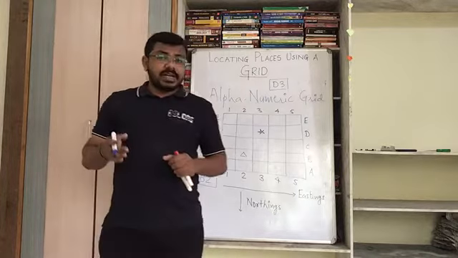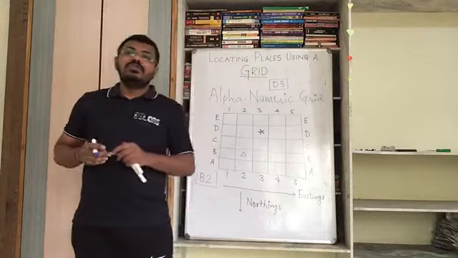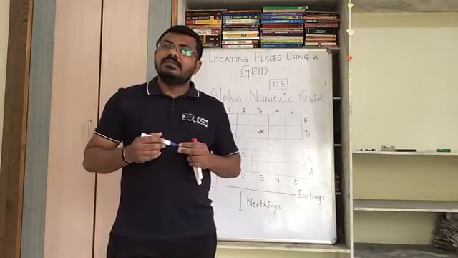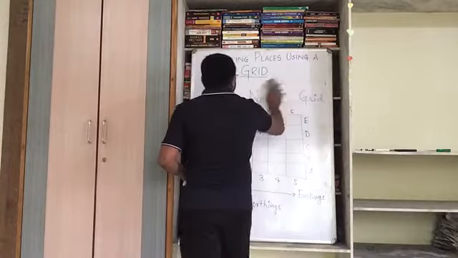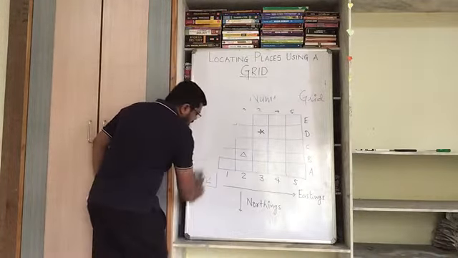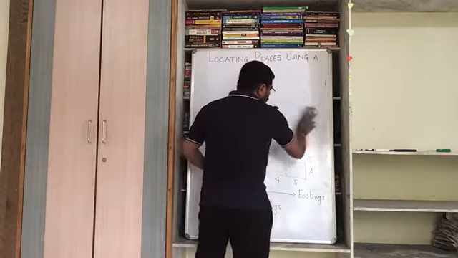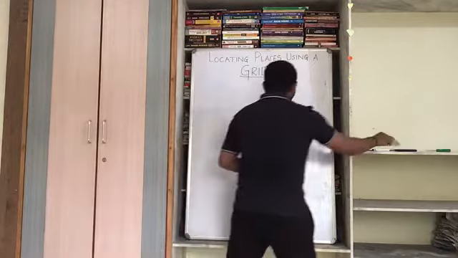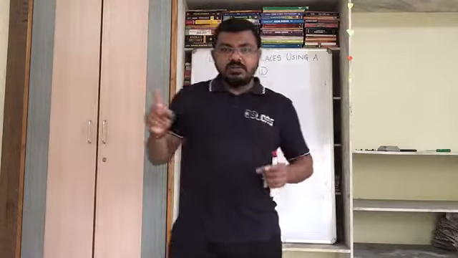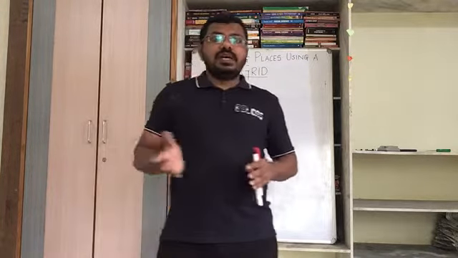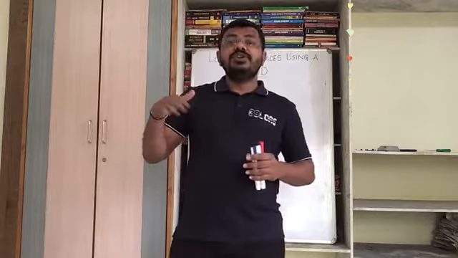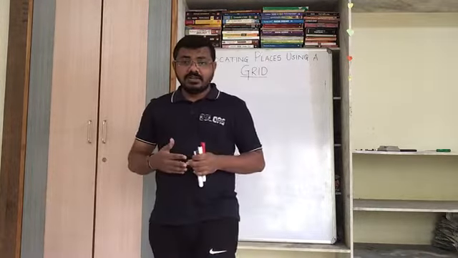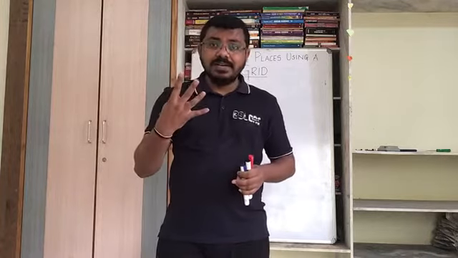If in this way we have to locate places, we have to use alphabetical order and then numerical order, which is known as an alphanumerical grid. The most common method which is used to find out the location is called the 4-figure grid reference. Because up to 9, 1, 2, 3, 4, 5, 6, 7, 8, 9, you will be using an alphanumerical grid. But beyond that, 10, 11, 12, or if both the columns and rows are given only in numerical order, then you have to use a 4-figure grid reference.